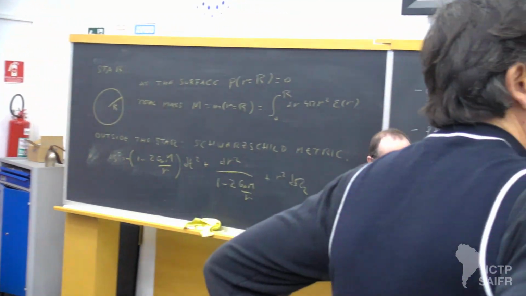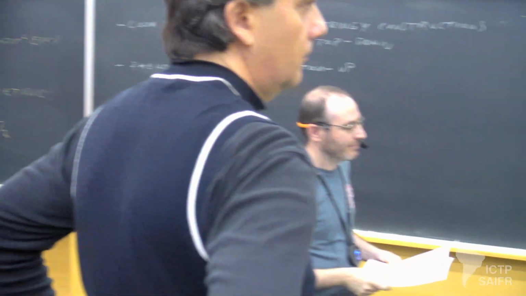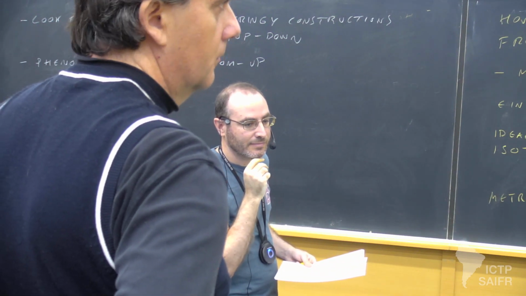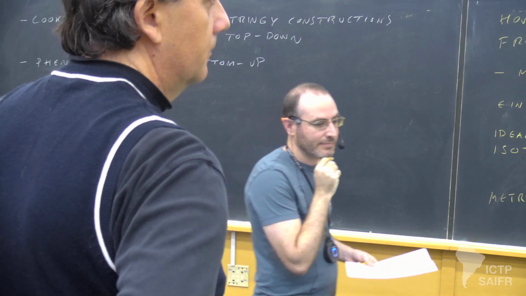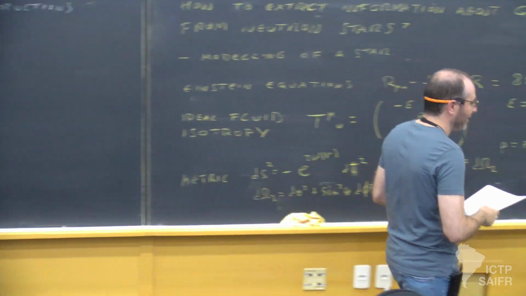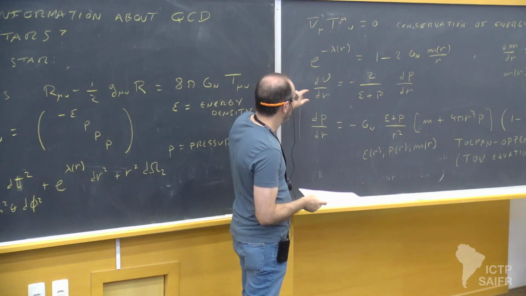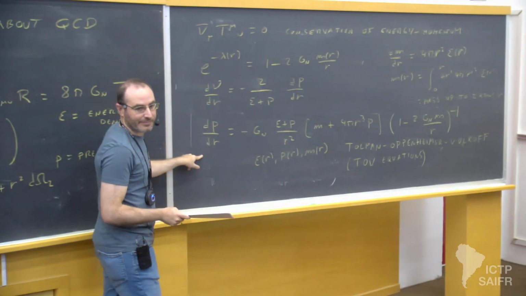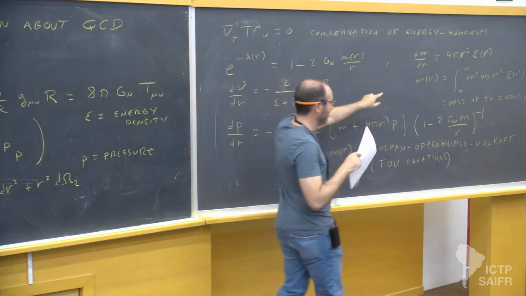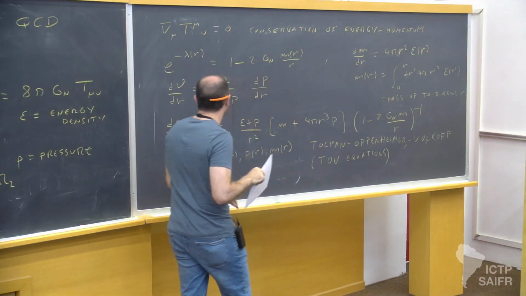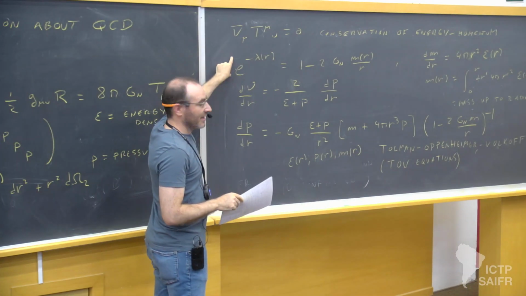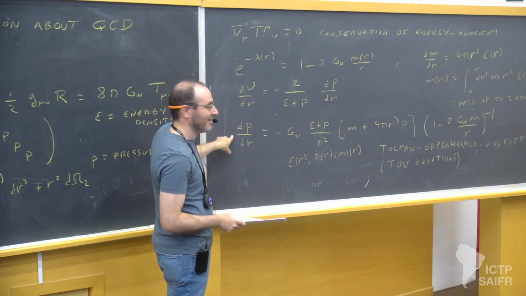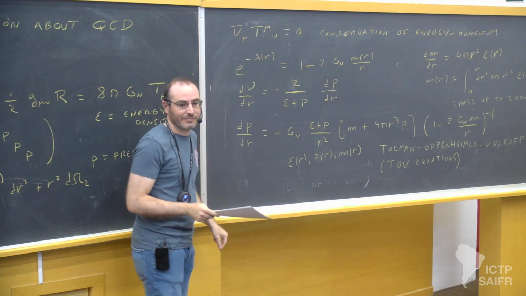Combining Einstein's equation and the energy-momentum conservation, we get just two dynamical equations. Well, we get these three equations. This is the equation that defines the mass, if you want, and that enters in lambda. Then you have this equation that corresponds to the other factor, and this is the equation that determines the pressure.